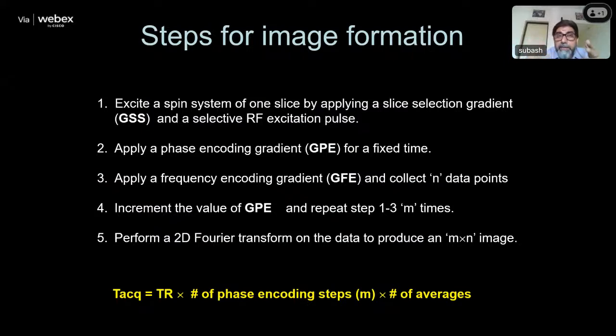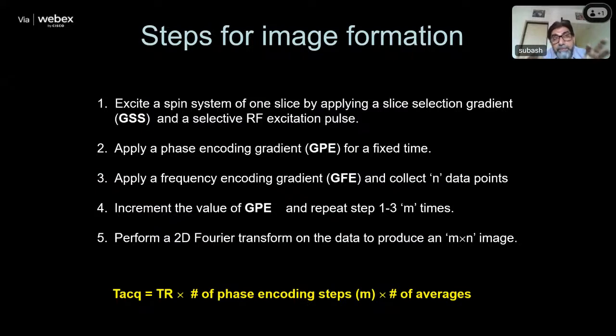But in spectroscopy, it is very normal practice to increase the number of averages or repeat the experiment many times to have a good signal to noise ratio. So this will also affect your measurement time. If you are taking two averages, the measurement time will double. If you are taking 4 averages, it will become 4 times.